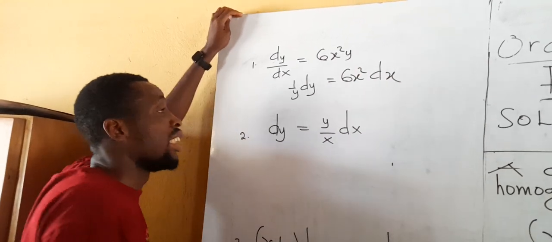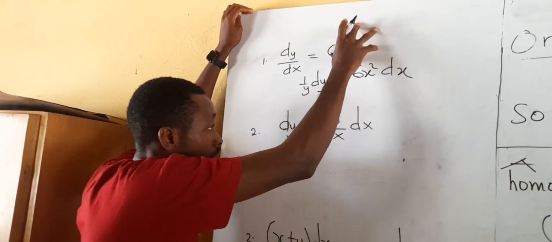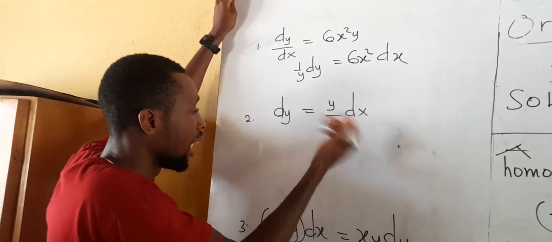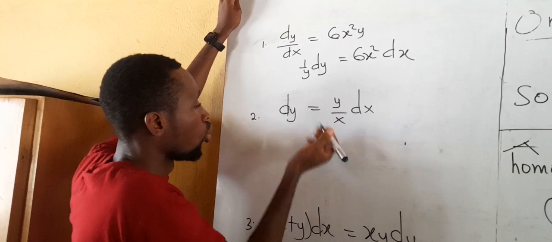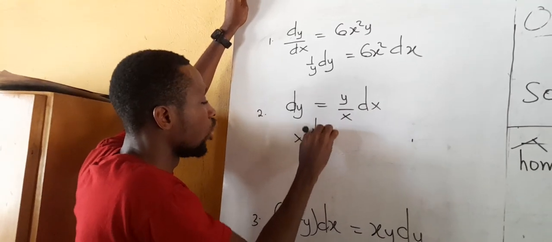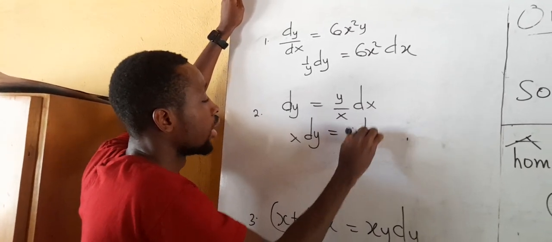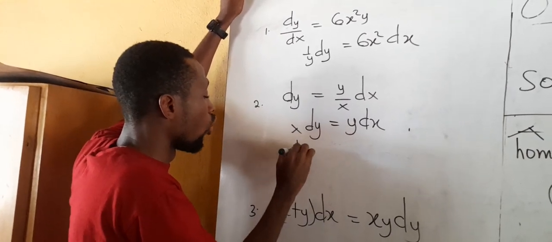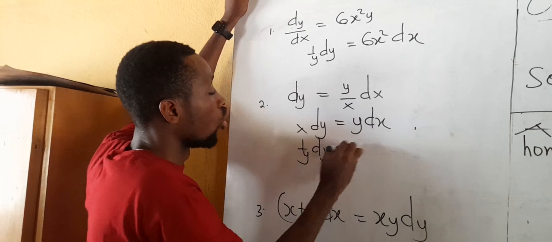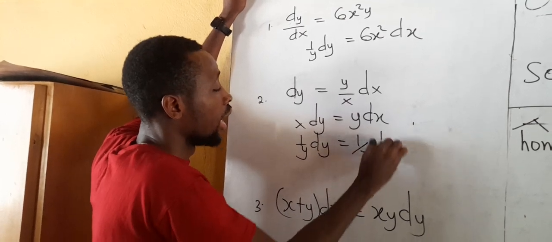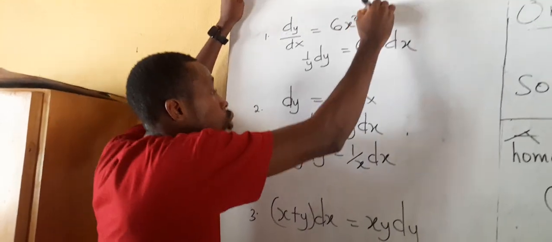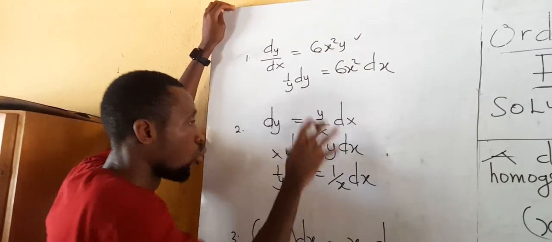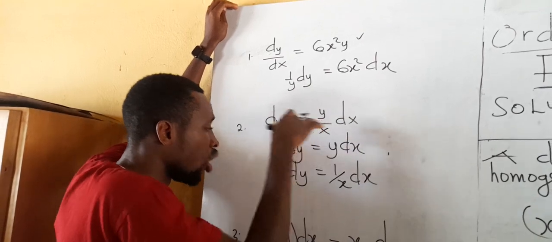If you separate, it's easy to separate. This one is multiplied, easy to separate. This one is divided. Can we separate? The answer is yes, we can. When we cross multiply, we get x dy equal to y dx. We divide both sides by xy, and we get 1 over y dy equal to 1 over x dx. You see that it was easy to separate. When the dependent and the independent variables were multiplying, we were able to separate. When they were dividing, we were able to separate.